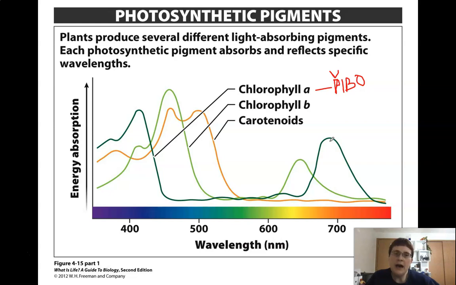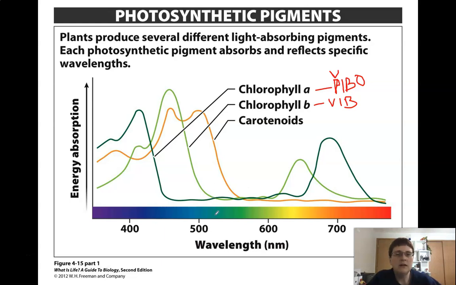So what I want you to do now is take a look at chlorophyll B. What colors of the visible spectrum can chlorophyll B absorb? So taking a look at this light green line, which colors can chlorophyll B absorb? My guess is you may have said violet, but you definitely would have said blue, right? And indigo. So indigo and blue. So maybe violet, indigo, blue.